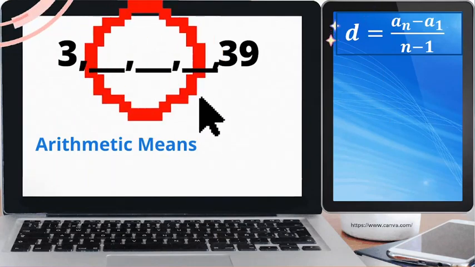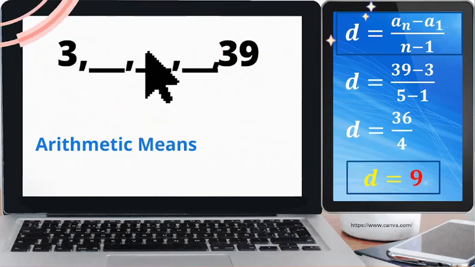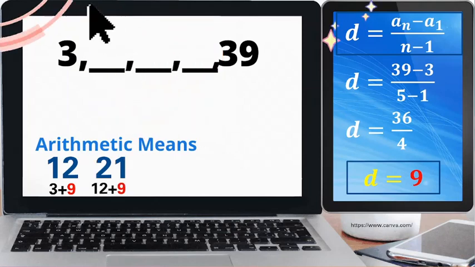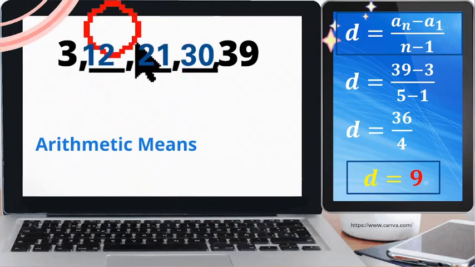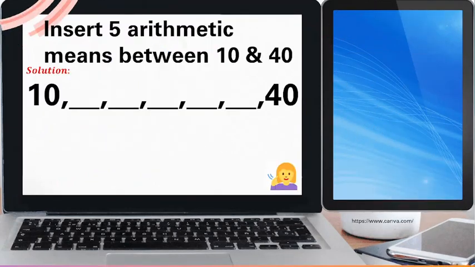Next, we have 3 arithmetic means between 3 and 39. So, using the same formula, solve for the common difference, d equals 9. Then, continuously add 9 starting from the first term. Hence, 12, 21, and 30 are the arithmetic means.